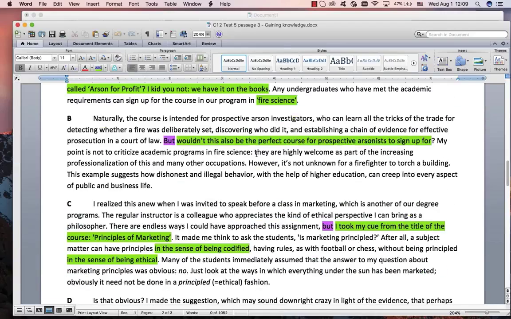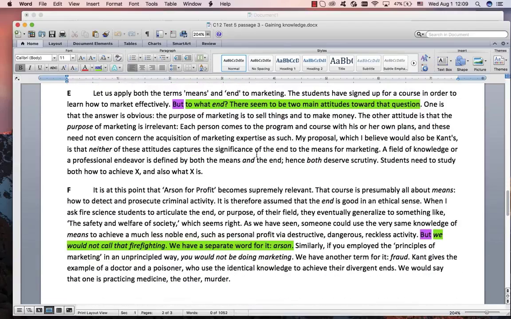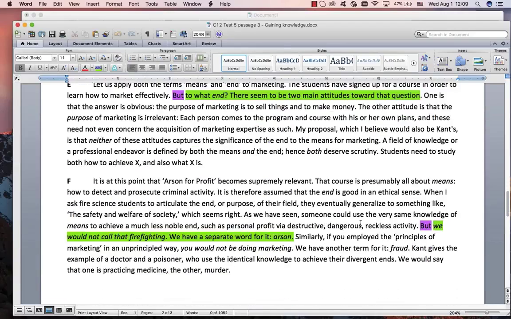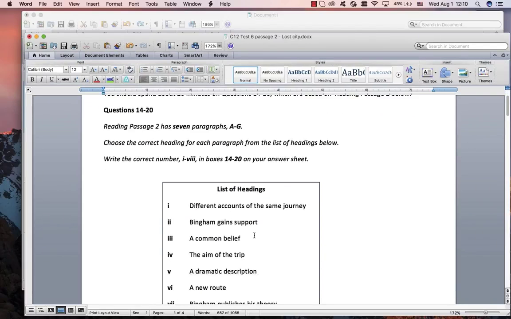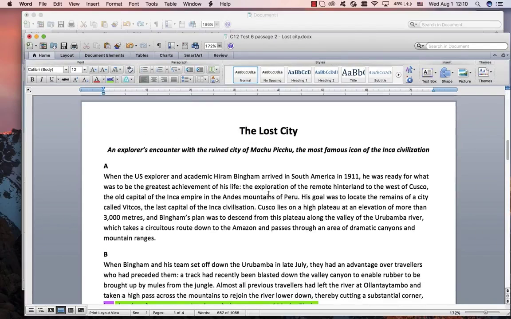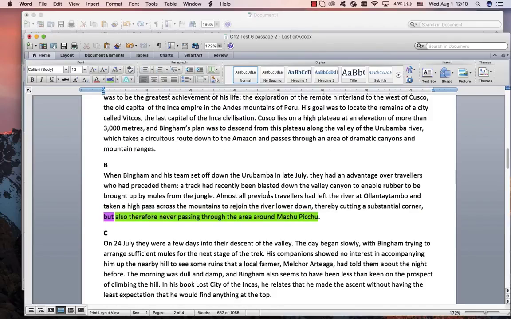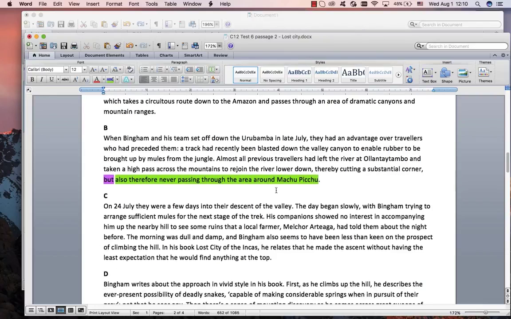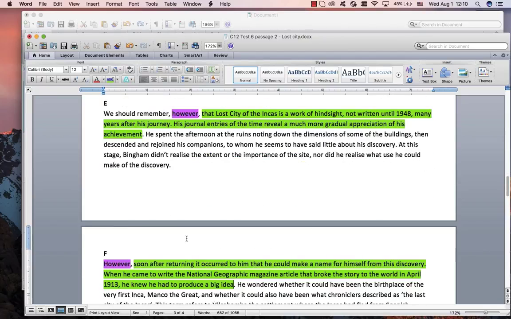All I'm trying to say for this video is, can you see how many times the word but introduced the answer, or the sentence that you should be looking at? Let's look at another one. So this was Lost City, about Machu Picchu. It's not as common in this one. The previous one, that writer used it a lot, but it's here a few times. Introduced by the word but: they never passed through this area around Machu Picchu.